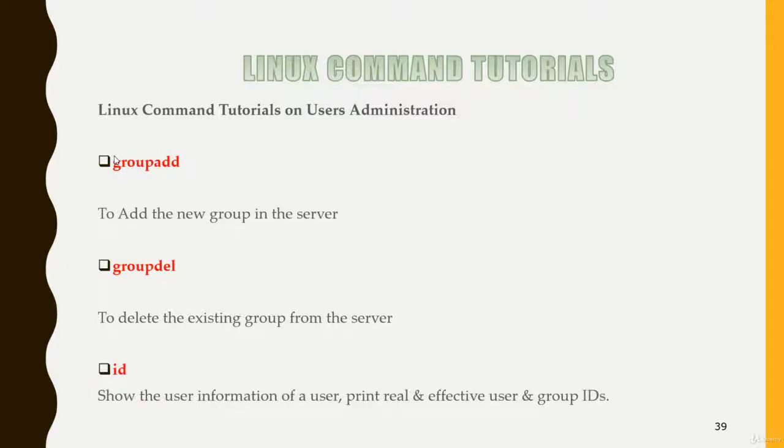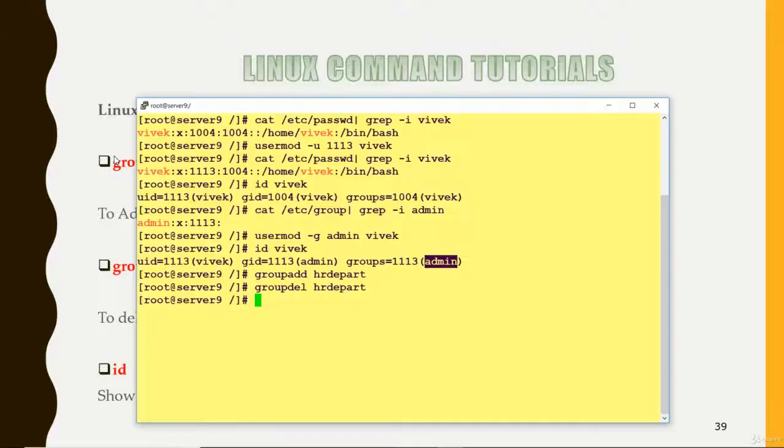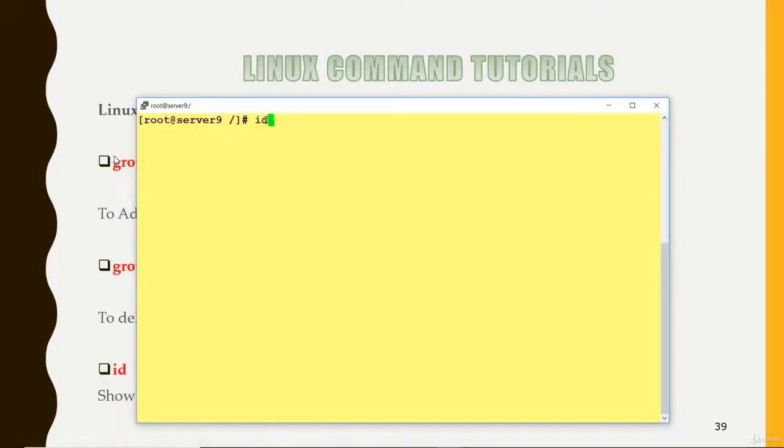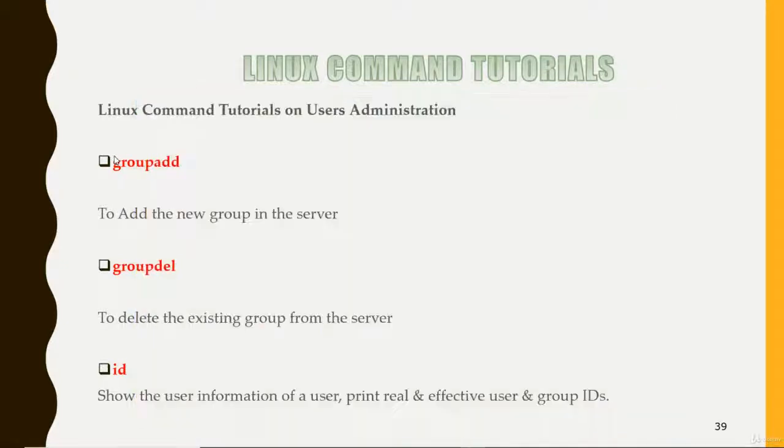id shows the user information of a user. Print real and effective user and group IDs. So in this way, id Vivek, you can see all the information about that user. It's a command which will give you quick information about the user. Otherwise you have to grep the /etc/passwd file, and in that file you have to grep for Vivek or use cat to get all the information. But with that command you can immediately get the information about the users.